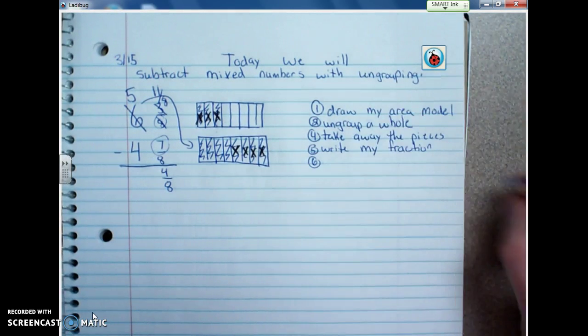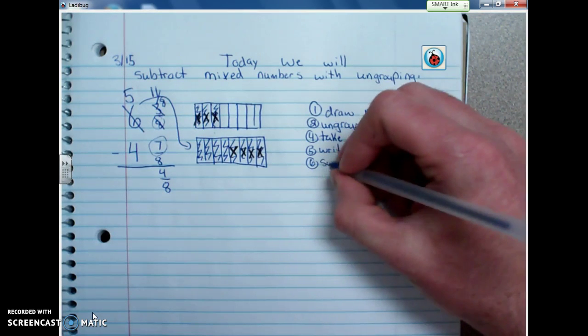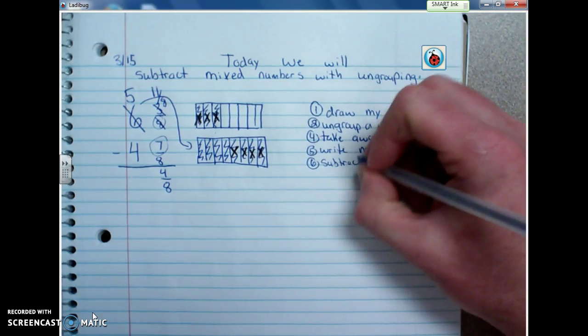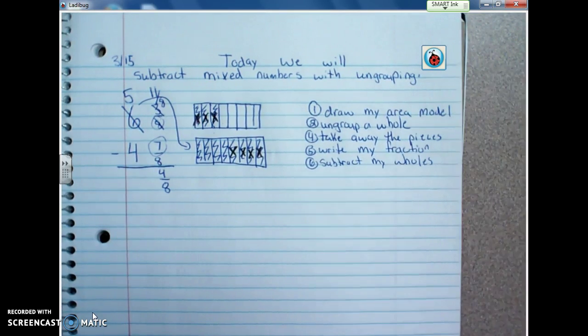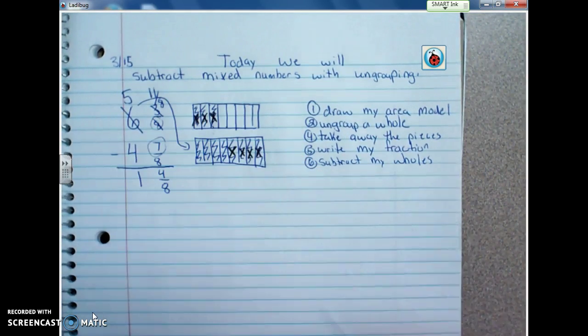And my last step is to subtract my wholes. And 5 minus 4 gives me 1. So my difference becomes 1 and 4 eighths.